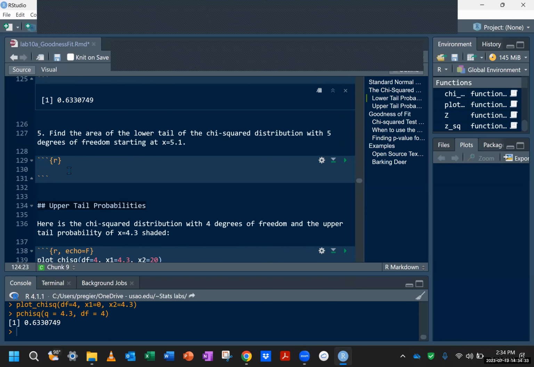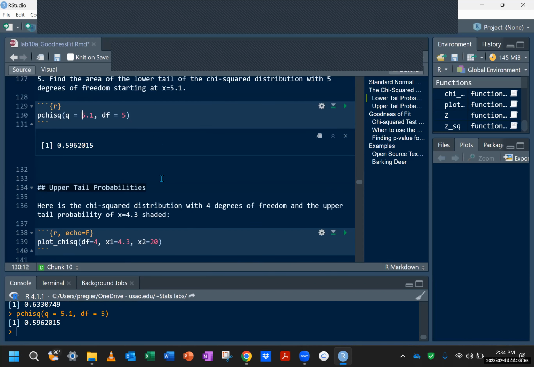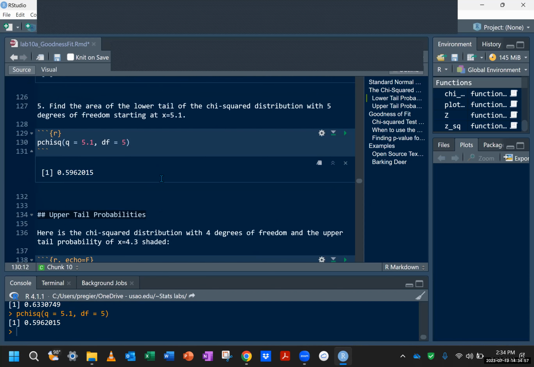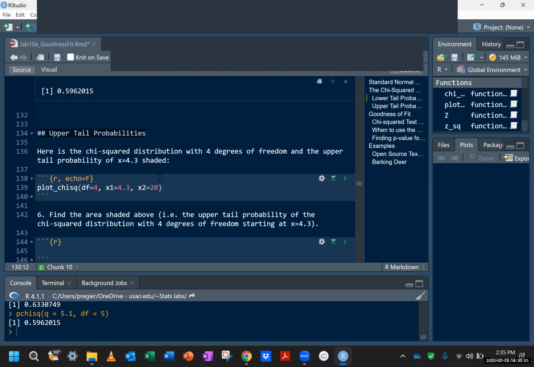So how about you do 5 on your own and then pause the video before seeing my solution. Lower tail probability of everything below 5.1 having 5 degrees of freedom. Okay, that's how we do lower tail probabilities. Next, let's cover some upper tails. How do we do an upper tail probability?